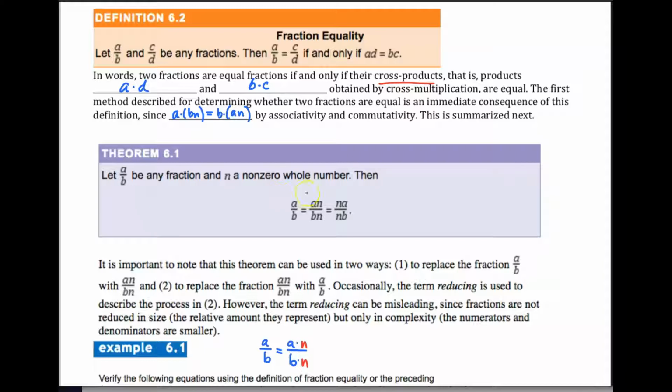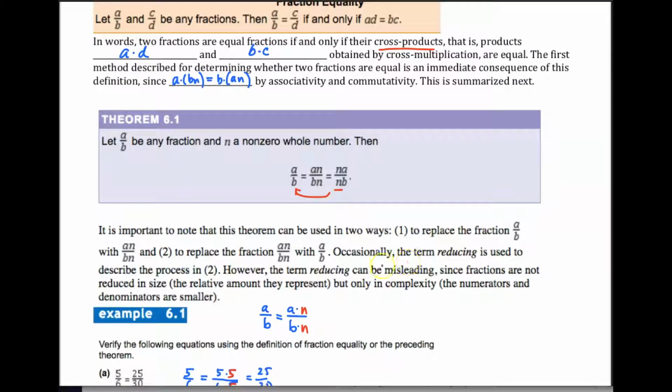We also know that a fraction is equivalent to another fraction in this way: if you take a fraction and multiply the numerator and denominator by the same number, that new fraction is equivalent to the original fraction. It's important to note that this theorem can be used two ways. One, to replace a fraction a over b with a new fraction. 1/2 is 2/4, 1/2 is 3/6. That's one way to do it.